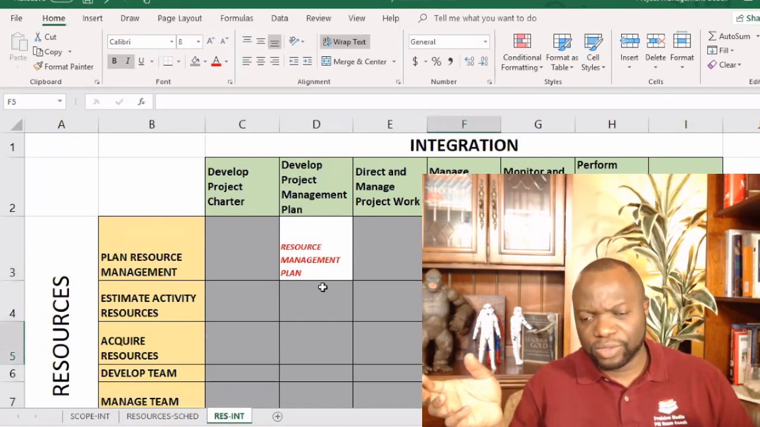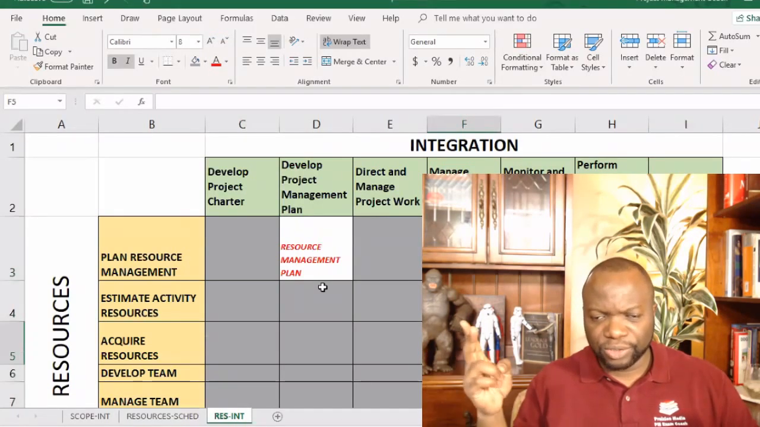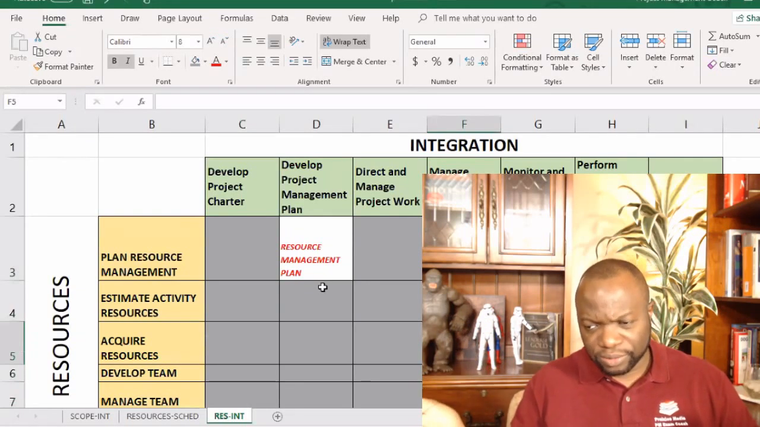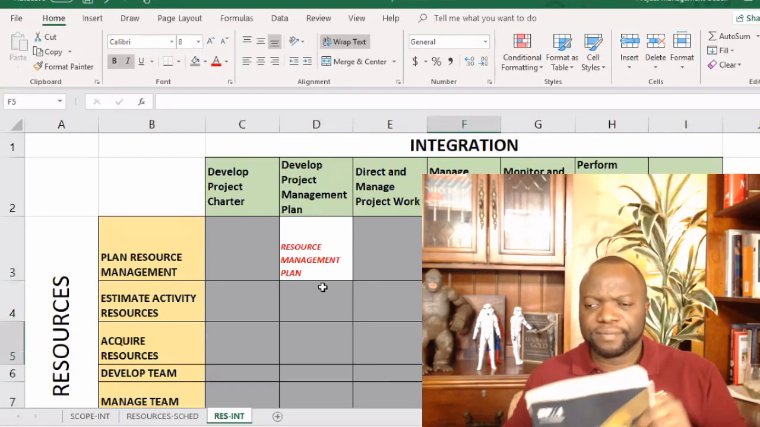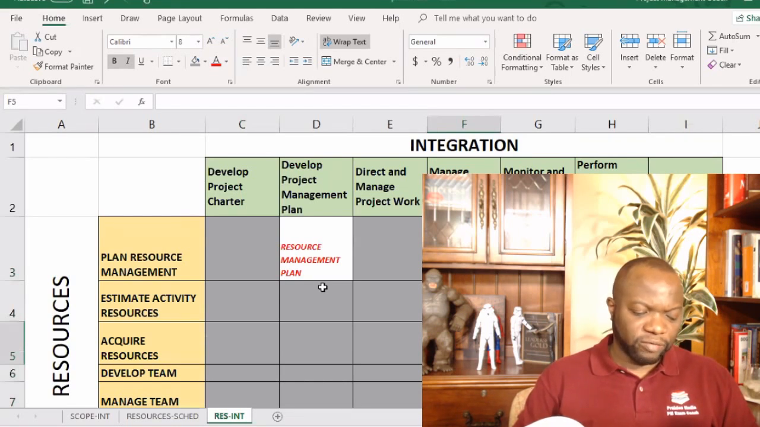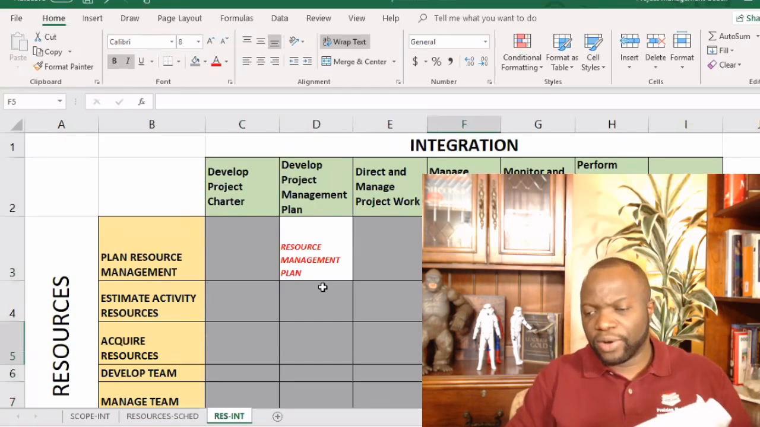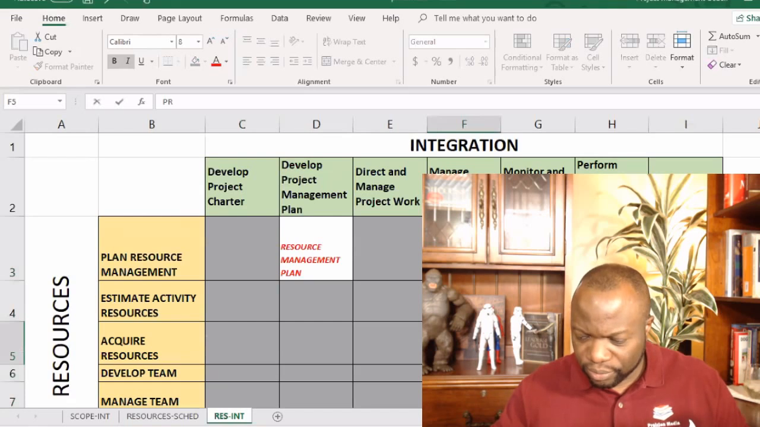Your resource breakdown structure comes from Estimate Activity Resources. Okay, your other RBS, because there are two. There's a risk breakdown structure, there's a resource breakdown structure. Don't mix them up. So looking at Manage Project Knowledge, we've got our resource breakdown structure going in. We also have another input from resources in the shape of project team assignments. So your project team assignments, do you remember where they come from? Right here. Project team assignments.